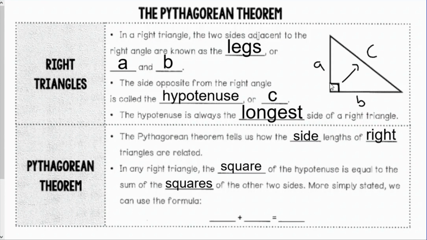Now, the Pythagorean theorem tells us how the side lengths of right triangles are related. In any right triangle, the square of the hypotenuse is equal to the sum of the squares of the other two sides. So, more simply stated in equation form, we can use the formula a squared plus b squared equals c squared.